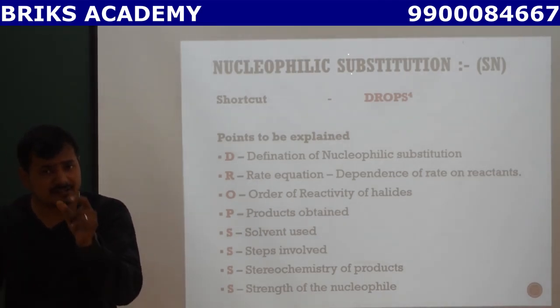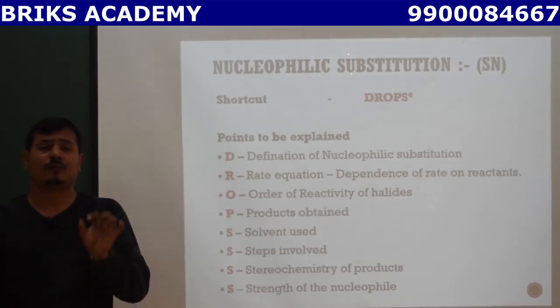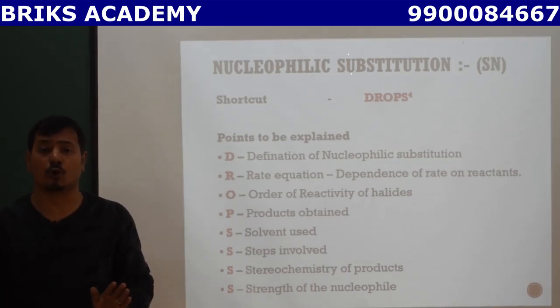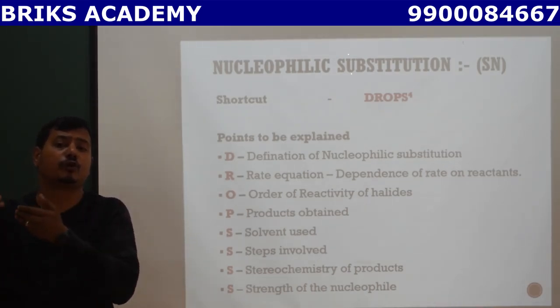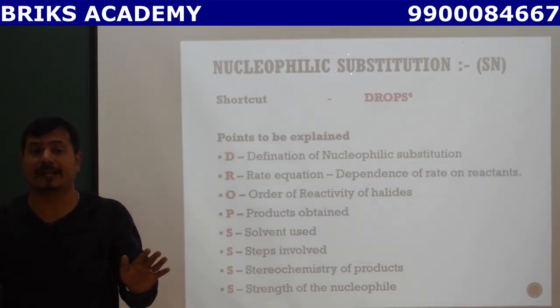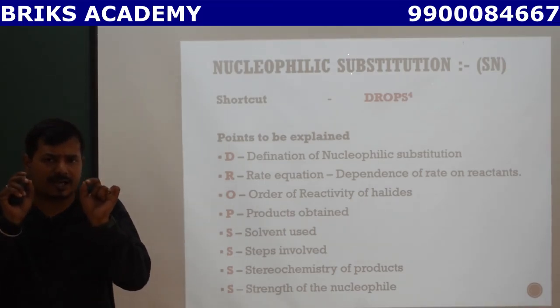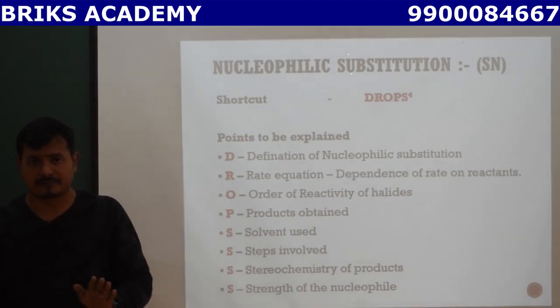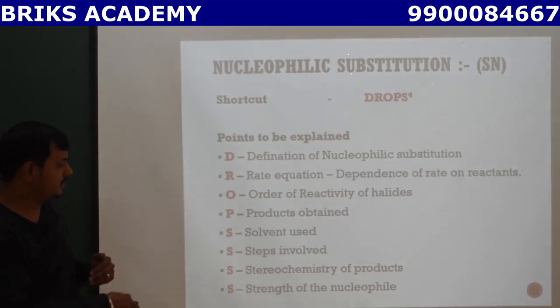Now, what is a transition state? A transition state is a state where the carbon halogen bond is not completely broken and the carbon nucleophile bond is not completely formed. Hence, we show it as dotted lines there. When we see the mechanism, it would be very clear. So these words you need to write under steps. What are the steps involved?